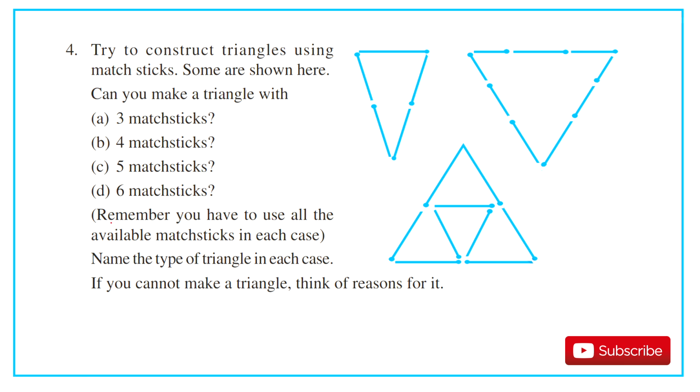Okay. So can you make a triangle with 3 matchsticks? Yes, we can definitely make a triangle. Coming to 4, no, we cannot make. Coming to 5, yes, we can definitely make. And coming to 6, yes, we can definitely make. So this question has nothing to do with your conceptual understanding. It has to be done as an activity based question. Remember, you have to use all the available matchsticks in each case. Name the type of triangles in each case.